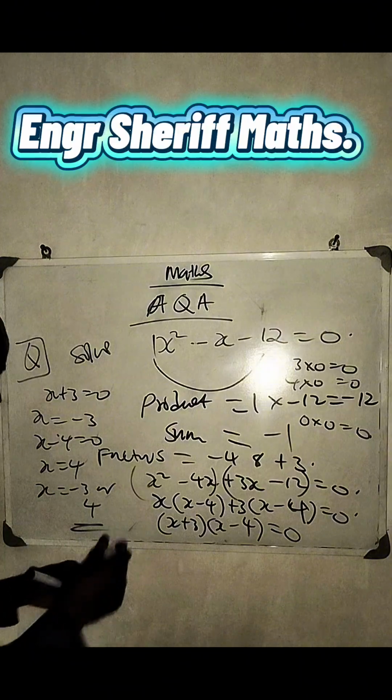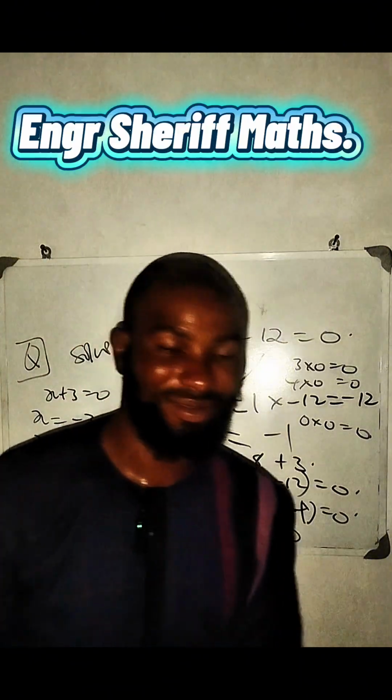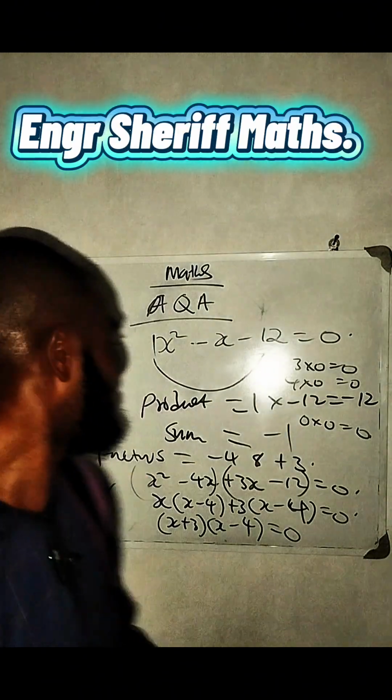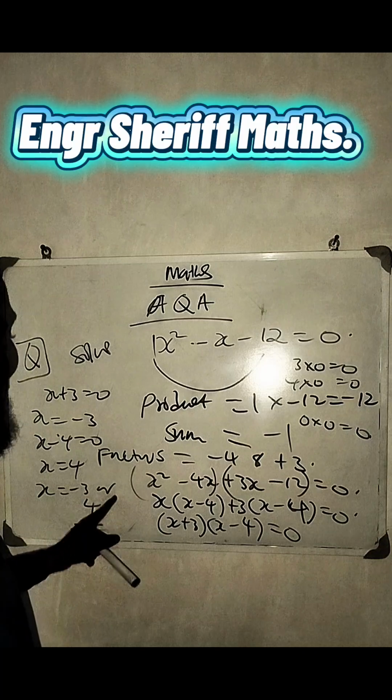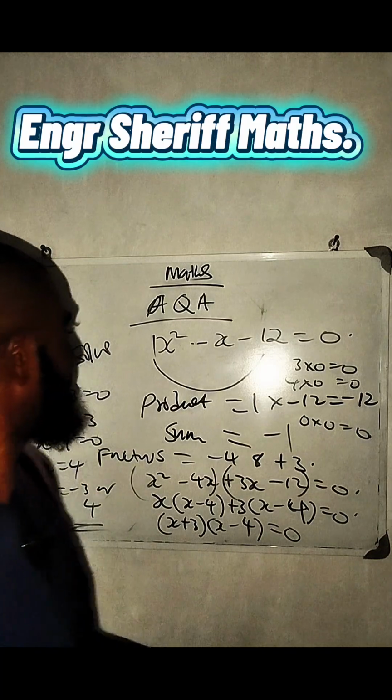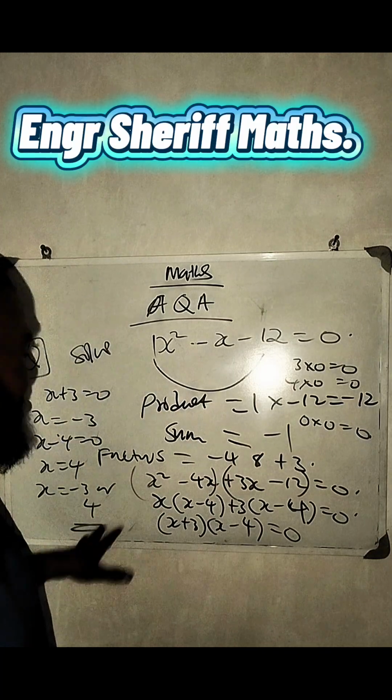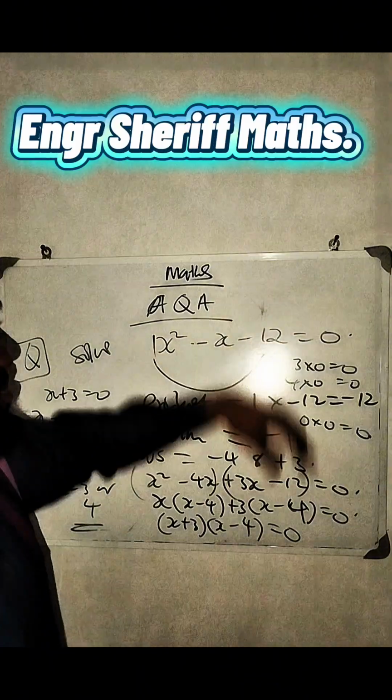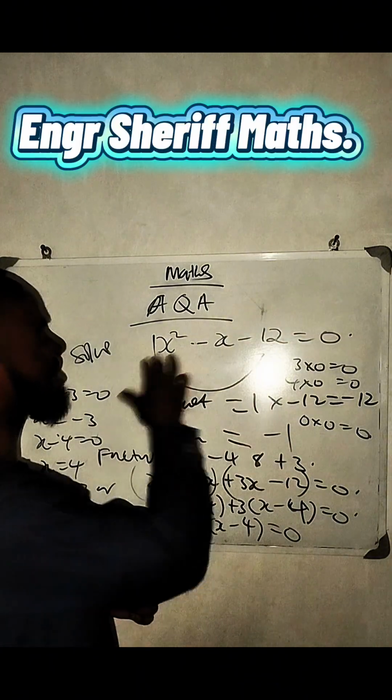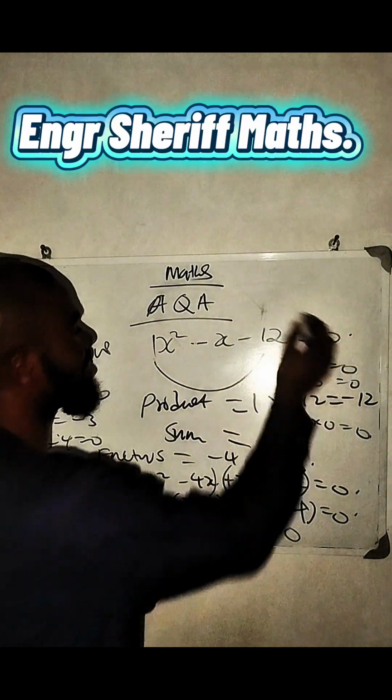This is going to be the answer, and you tell me your answer in the comment section. So you have your answer, simply minus 3 or 4. You can check if this answer is correct by substituting minus 3 inside this, and from there you will be able to see that this place is going to be 0. So tell me the answer for this in the comment section.